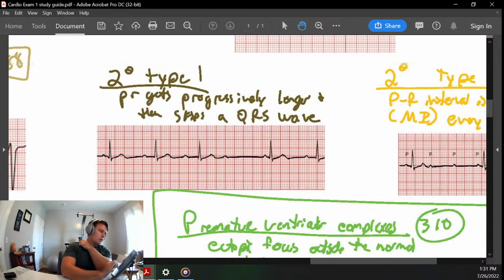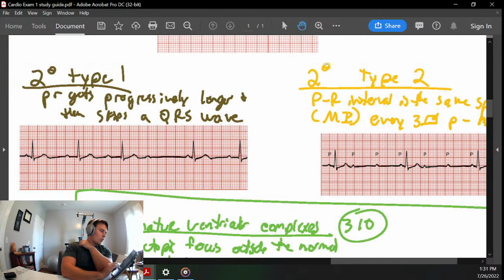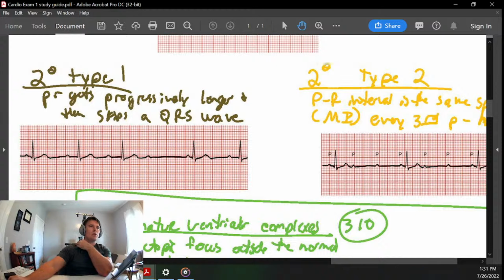So the second degree, you've got type 1 and type 2, which is, I don't know how to pronounce that, Mobitz and the Wenckebach. So this is whenever that PR interval gets progressively longer. So it just keeps getting longer and longer and longer. Then it can actually skip a QRS wave. So as you can see here, it's real short here. So this is a normal PR interval right here.